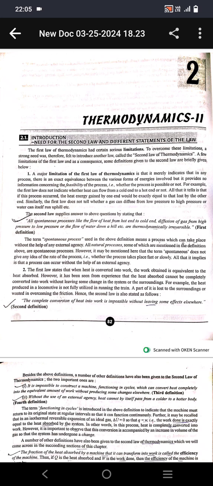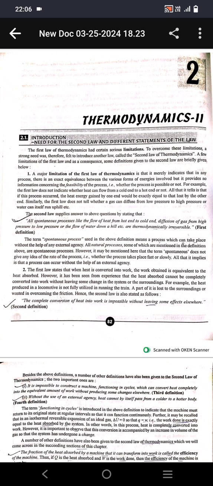Second point: the first law states that when heat is converted into work, the work obtained is equivalent to the heat absorbed. However, it has been seen from experience that heat absorbed cannot be completely converted into work without leaving some change in the system or the surroundings. For example, the heat produced in a locomotive is not fully utilized in running the train. A part of it is lost to the surroundings or wasted in overcoming friction.